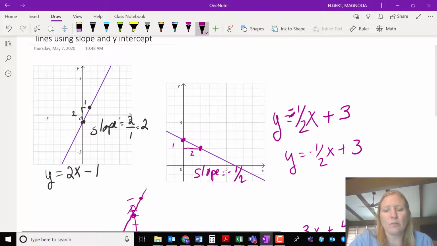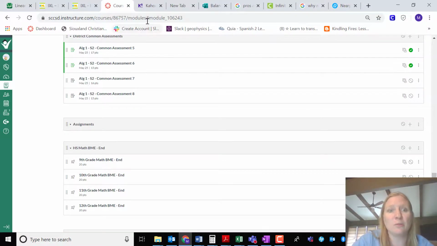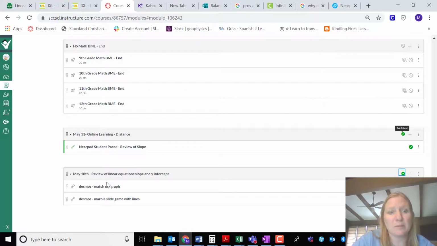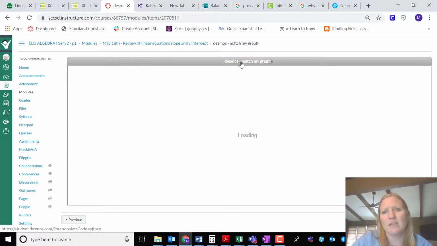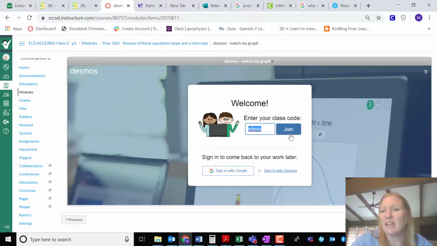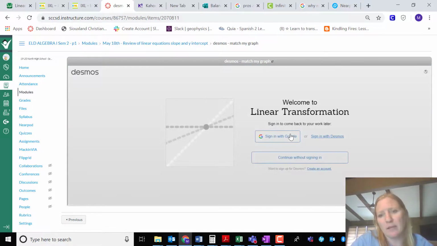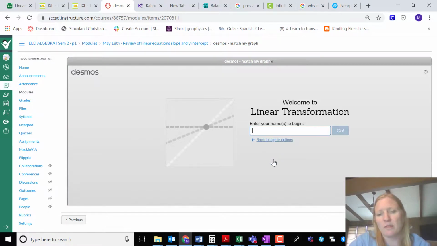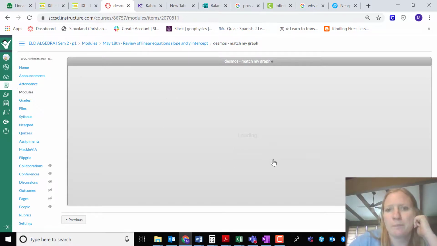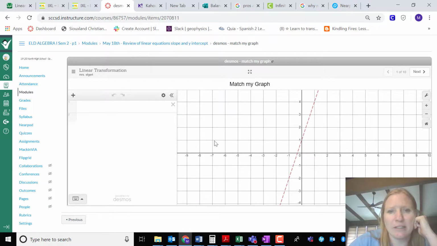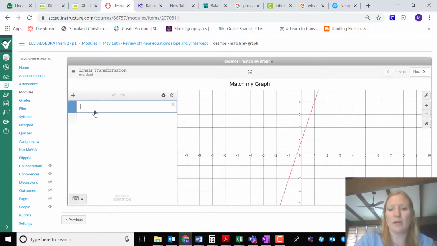Okay, so when you're going to do some practice today, you're going to use things like Desmos. So let me just show you. There's 2 Desmos activities. The first one is matching, and the second one is more of a like a game. And I like both of them. I'm going to continue without signing in. This is Elgert. For my name, you put your name. And here's my activity. So we have to figure out the equations. We're going to type it in here. So y equals.